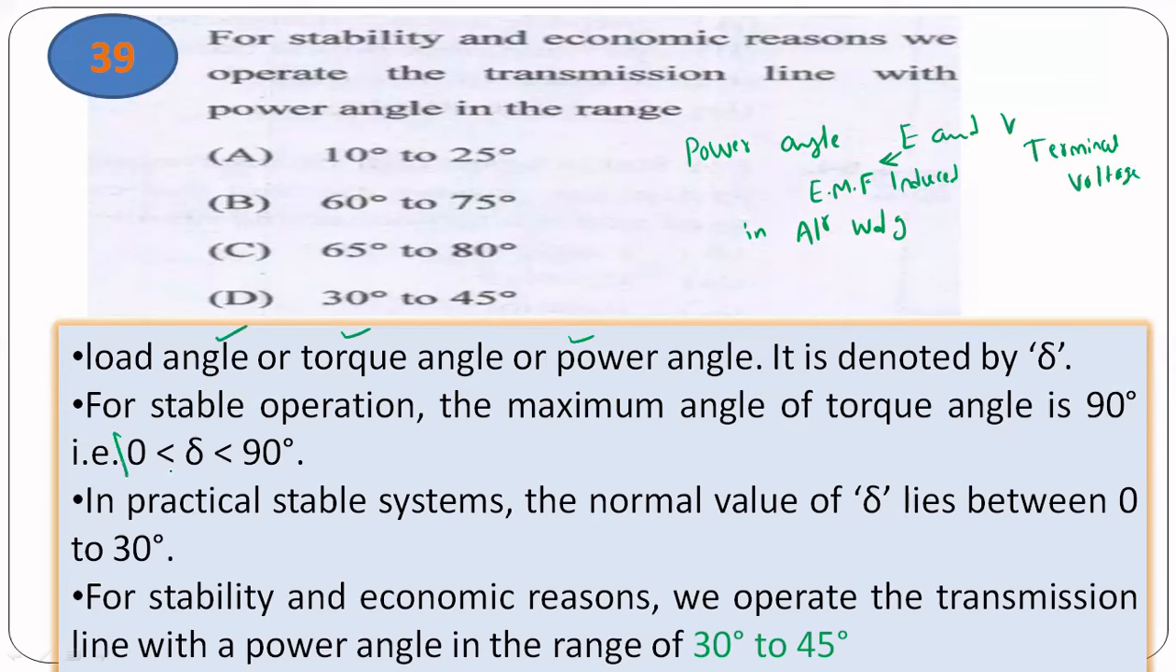This is the standard way the power angle curve looks. But this is the ideal equation. In practical cases, the normal values of delta lie in the range of 0 to 30 degrees, and for economic reasons and for stability reasons, we operate the transmission line with a power angle range of 30 to 45 degrees.